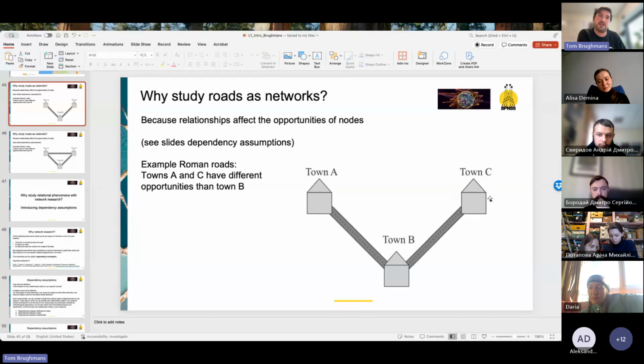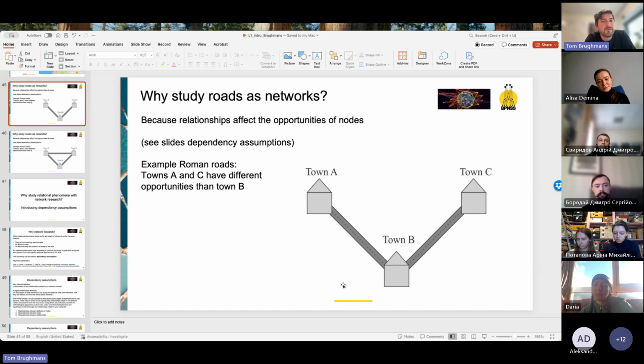town C. Now, these towns do not have equal positions on this network. Town A is at one end and town C is at the other end. And in between, there is town B. So because of the way in which these relationships are positioned, the towns have different opportunities.